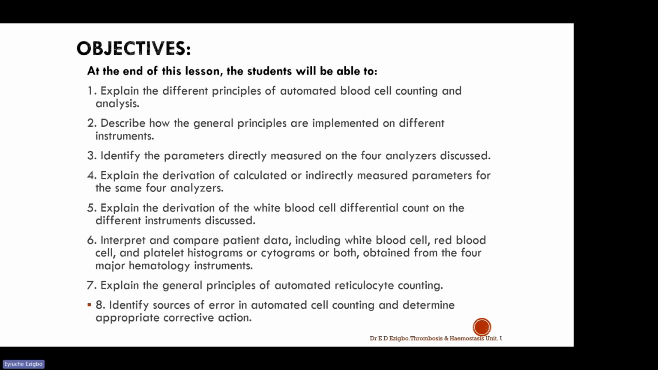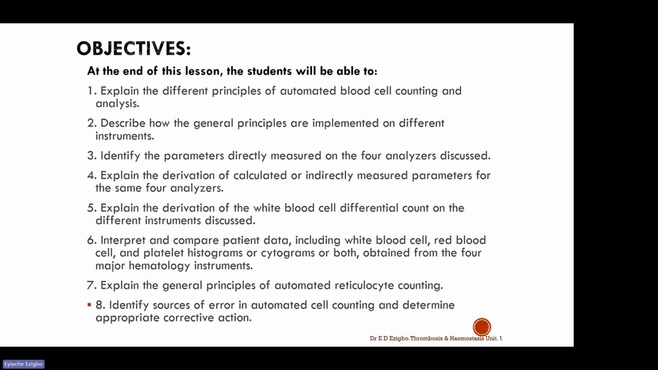So our objectives at the end of this lecture: the students will be able to explain the different principles of automated blood cell counting and analysis, describe how the general principles are implemented on different instruments, identify the parameters directly measured on the 4 analyzers discussed. Okay. Explain the derivative of calculated or indirectly measured parameters for the same 4 analyzers. Okay, I'm taking time to read this so that some of you will still have time to join.